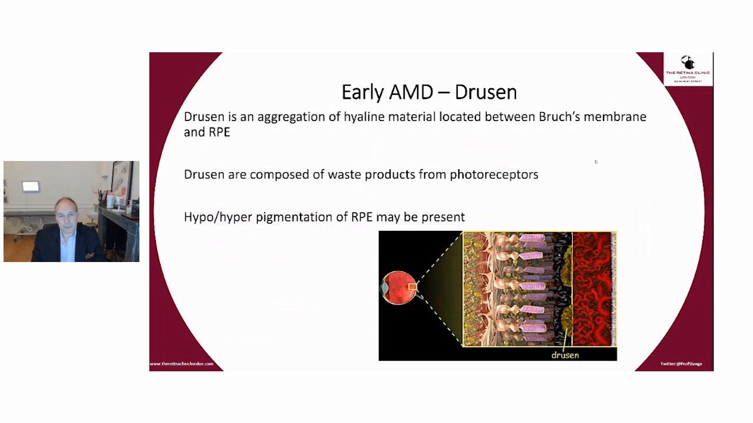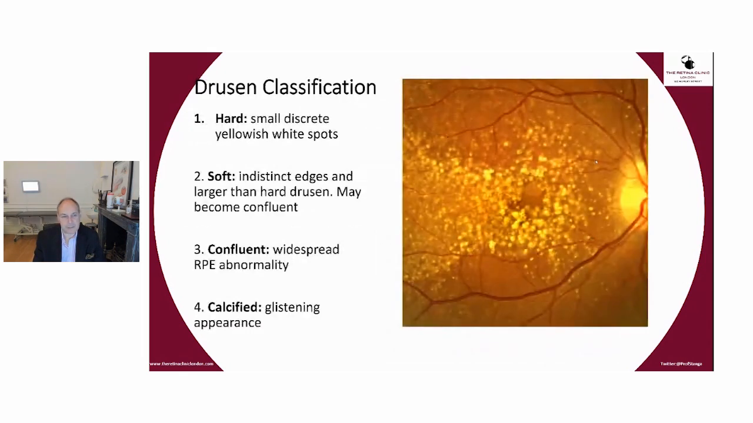So what are drusen? We talk a lot about drusen, and I'm sure you've heard about them. Drusen are an aggregation of hyaline material that's located between the Bruch's membrane and the RPE, or retinal pigment epithelium, on the outer face of the retina. Drusen are composed of waste products from photoreceptors, the cells that capture the image. Hypo or hyper, so too little or too much pigmentation of the retinal pigment epithelium, may be present.